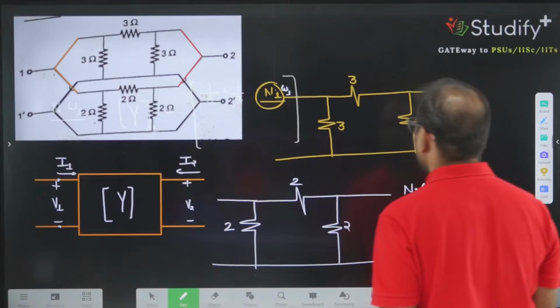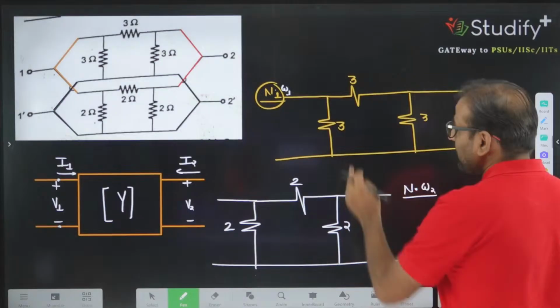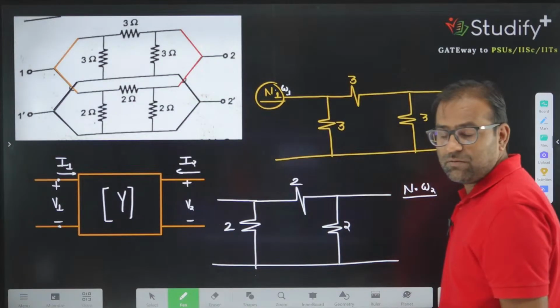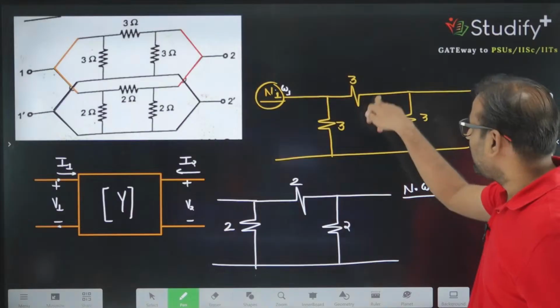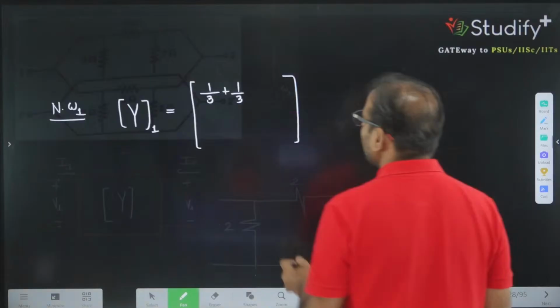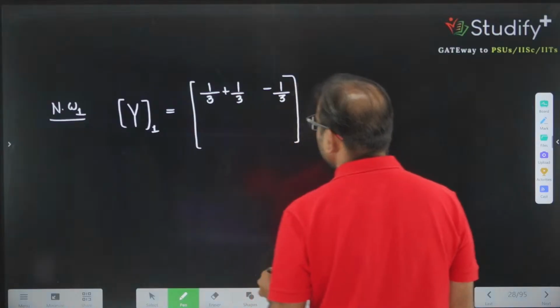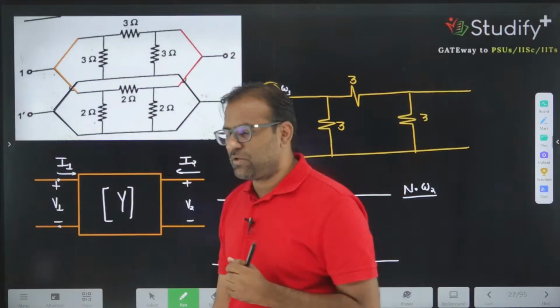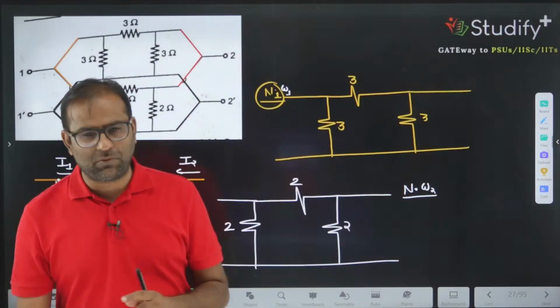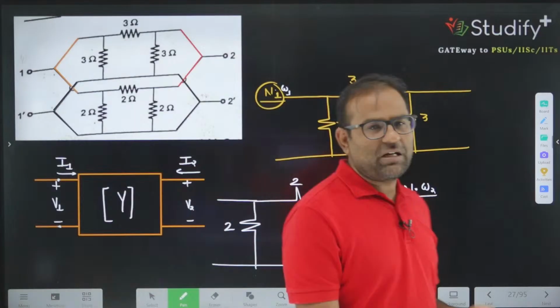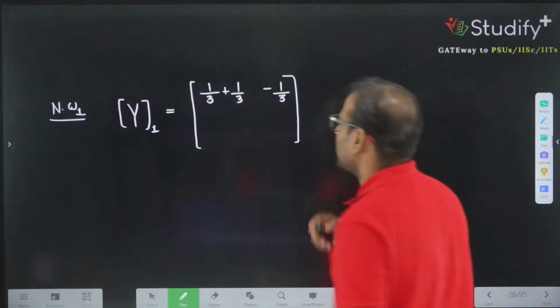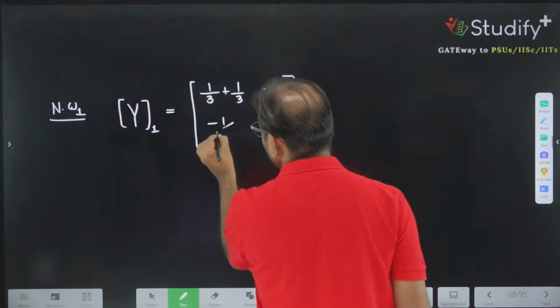And what is the y11? 1 by 3 plus 1 by 3. y12, we have discussed this part yesterday. This is minus of 1 by 3. And y21, as we know that if your network is a complete resistive network, there is no need to calculate that reciprocal parameter. If this is minus 1 by 3, this is also minus of 1 by 3.